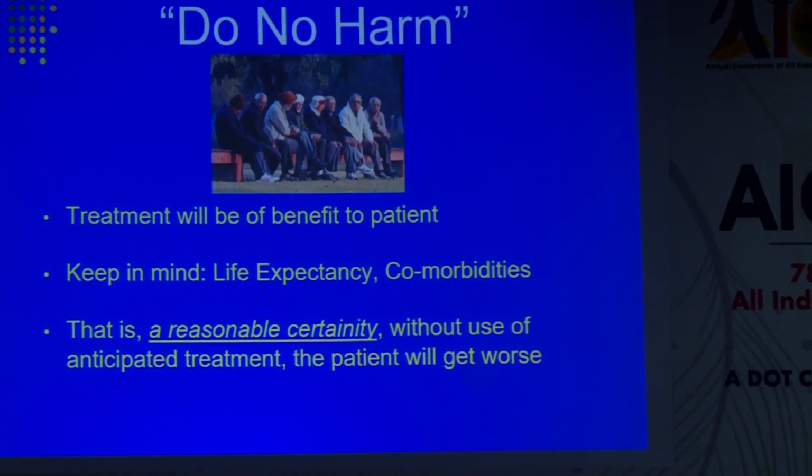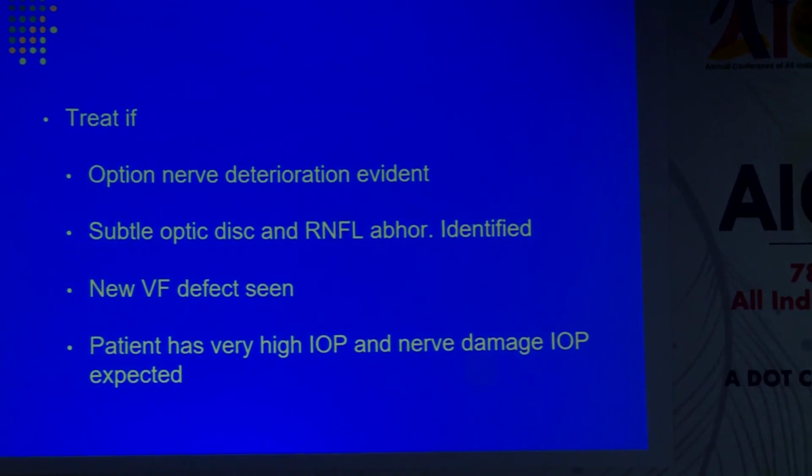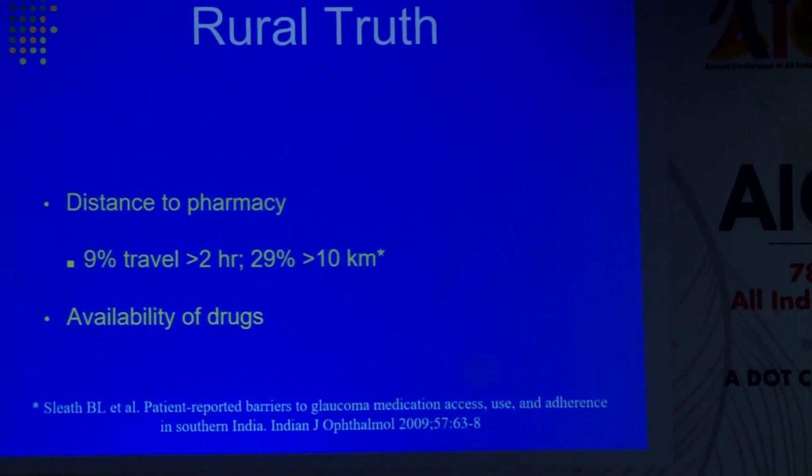Decide whether treatment is of benefit to the patient. Keep in mind the life expectancy and the comorbidities, and that with reasonable certainty, without the anticipated treatment, the patient is likely to get worse, then only treat. Now, treat if optic nerve deterioration is evident. There are subtle optic disc and retinal nerve fiber abnormalities that are identified over a period of time. You see new visual field defects, or the patient has a very high intraocular pressure and nerve damage is expected. These are the options that we need to consider if we are to start thinking about doing a treatment.